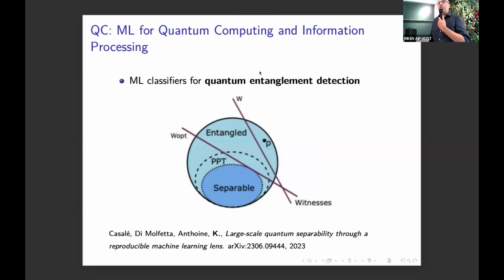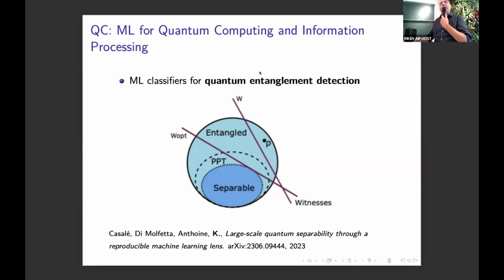For example, one important task is quantum separability, also known as quantum entanglement detection. A quantum system can be separable or can be entangled. Entanglement is another feature specific to the quantum world, like quantum superposition before. So having a quantum system and identifying if it is separable or entangled is a difficult and important task. Some research tries to address this problem or approximate a solution for this problem using machine learning.